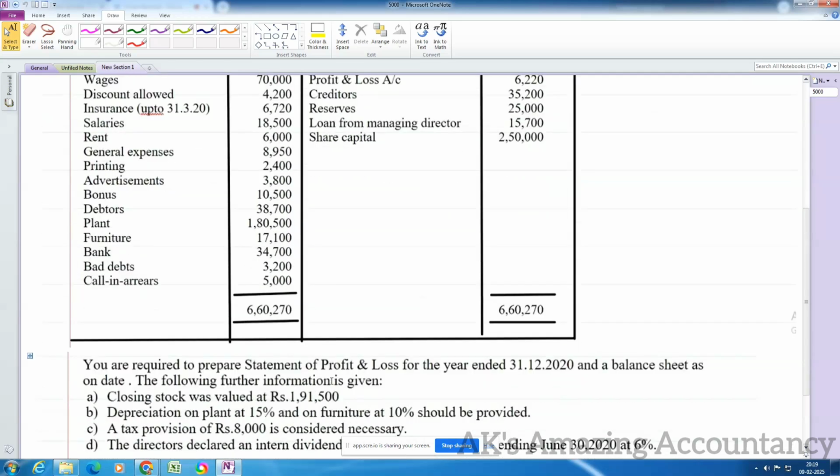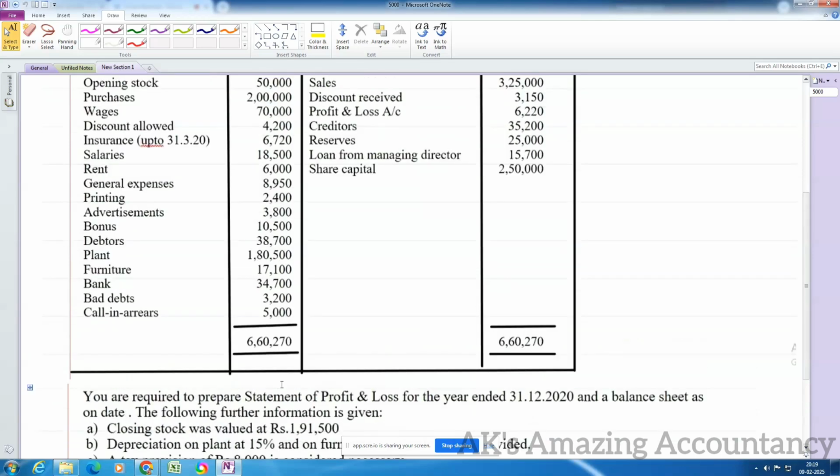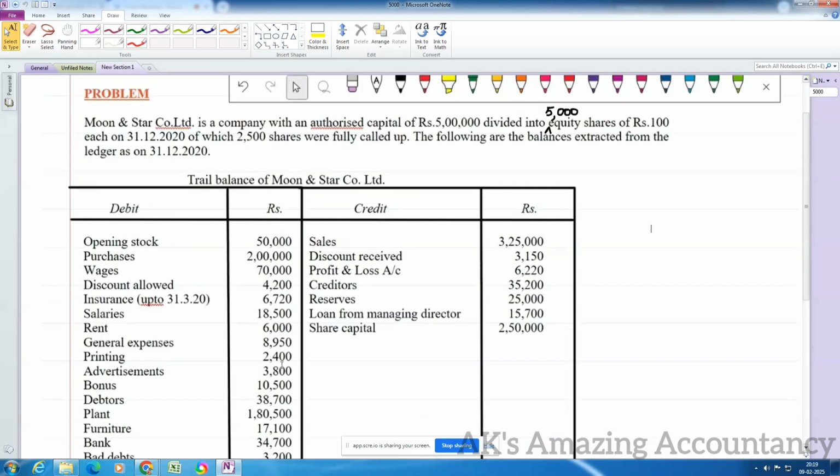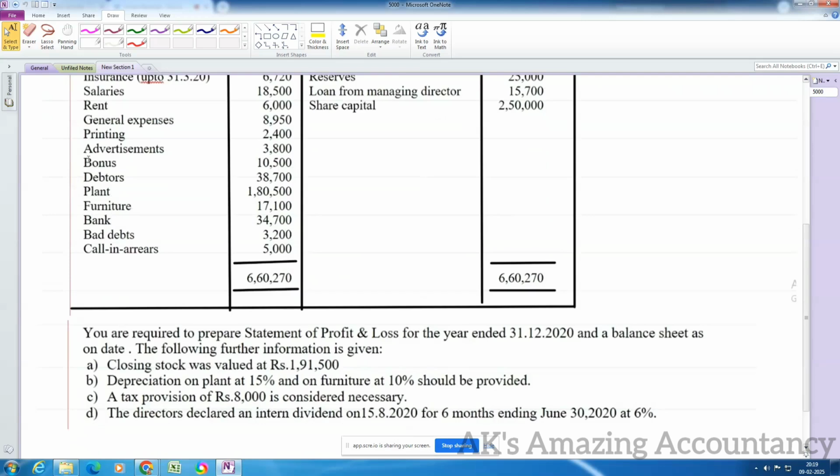And as far as the information given as additional information is concerned, as you all will know already, whatever is given in the additional information will affect your financial statement twice. Once it will come in the statement of profit and loss, and all these items will once again influence your balance sheet also. Okay, so this is the problem we have. So let us now proceed with the answer.